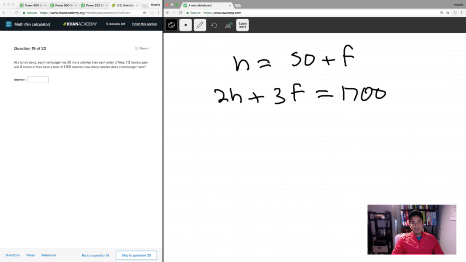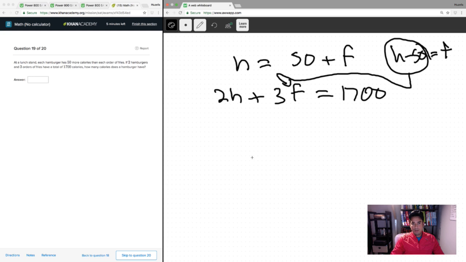Now I'm going to substitute in for f because we want to find h. It saves us a step. So h minus 50 also equals f, right? If we just subtract 50 from both sides, I'm going to plug this in for f. So we get 2h plus 3 times (h minus 50) equals 1,700.